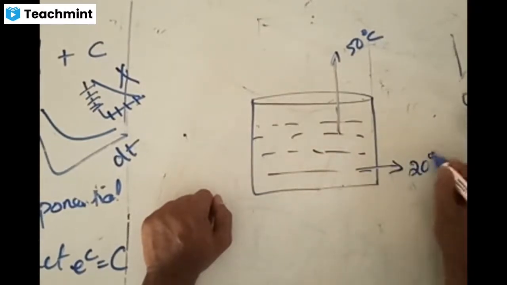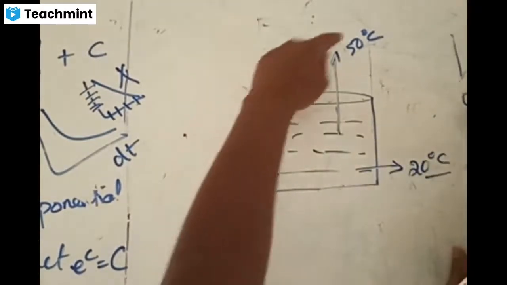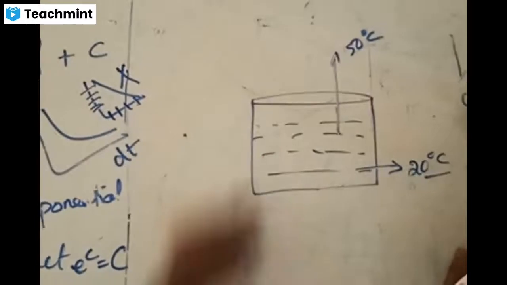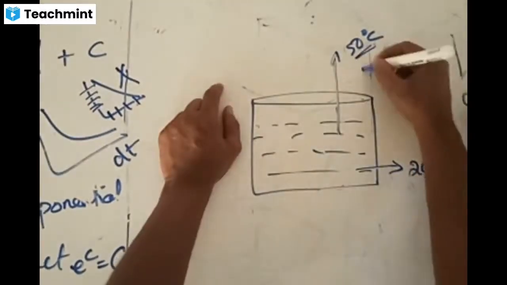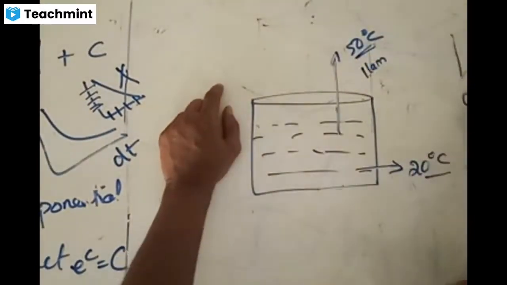Let us suppose room temperature is 20 degrees Celsius. Now water is cooling down from 50 to 20. At what time is it 50? Let us say at 11 o'clock it is 50.